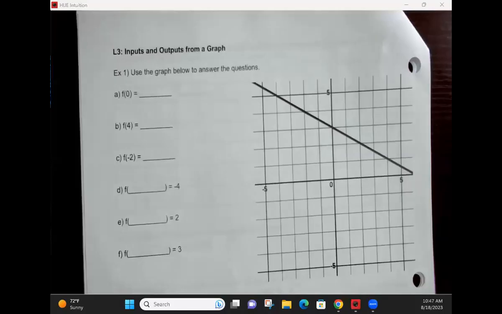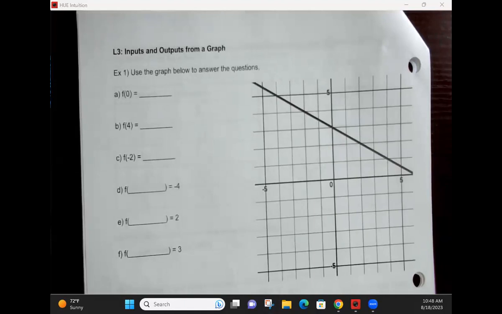Okay, so today we are going to talk about how to find a y-intercept. Or no, sorry, different class. We're going to talk about inputs and outputs with a graph today. Y-intercept next week. So we talked about evaluating earlier this week.